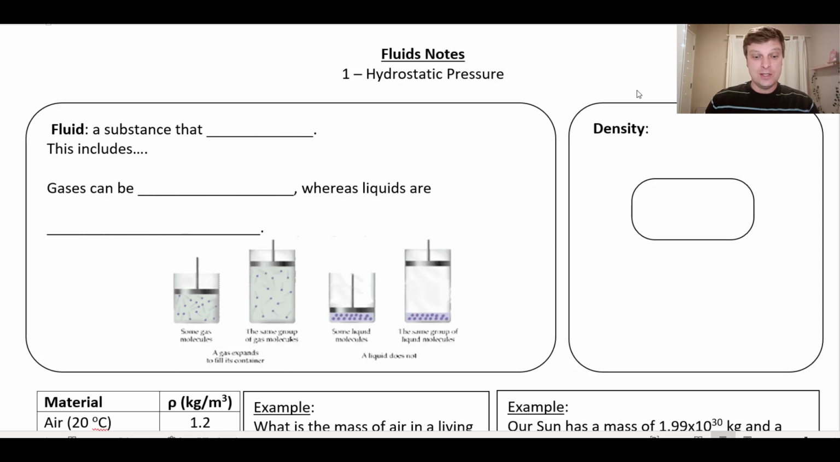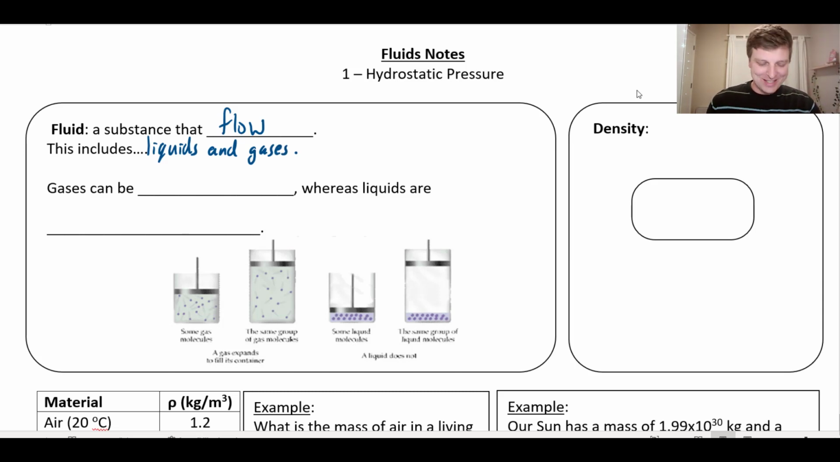The first thing we need to do is define what is a fluid. Maybe a simple way to state that is a fluid is a substance that can flow. And while that might not be a super technical definition, I think it captures the main idea here: if I were to put this fluid into a container, it would take the shape of that vessel. And this is going to include both liquids and gases.